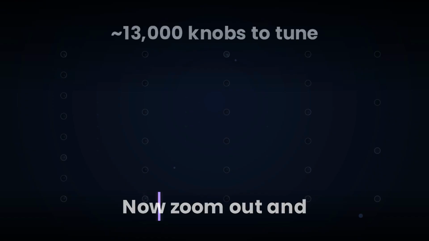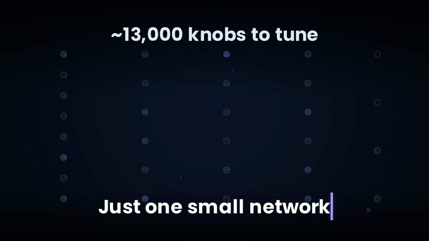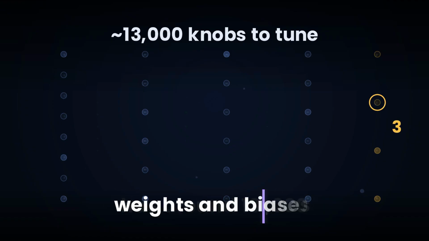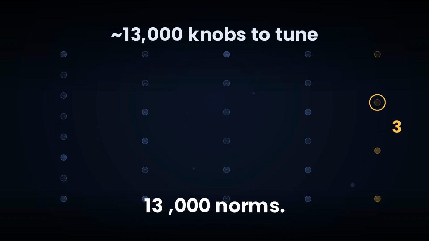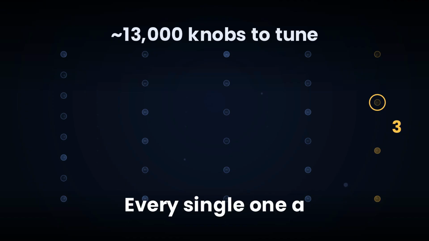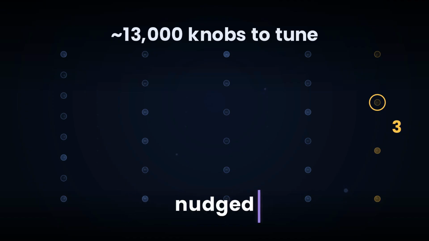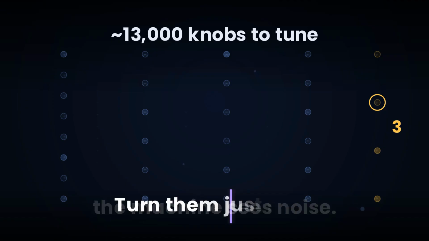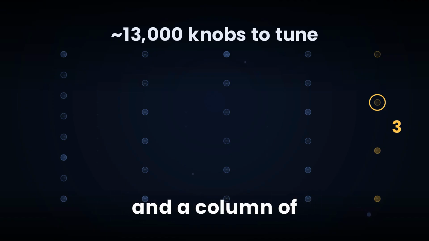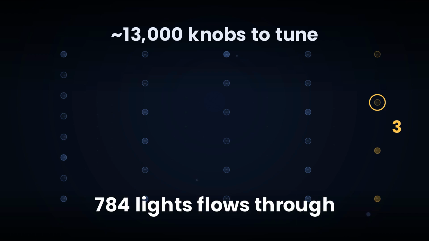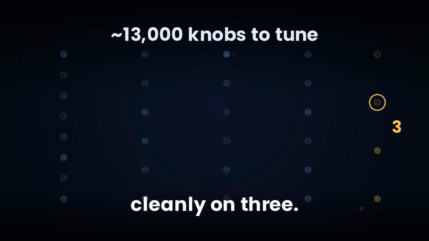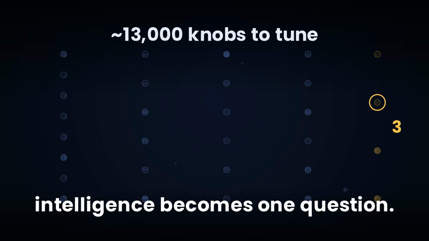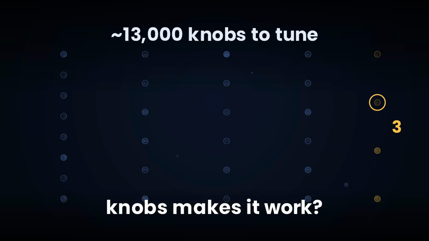Now zoom out and feel the size of this. Just one small network for our little digits has around 13,000 weights and biases. 13,000 knobs. Every single one a dial that can be turned, nudged, tuned. Turn them one way, the machine sees noise. Turn them just right, and a column of 784 lights flows through the layers and lands, cleanly, on 3. The whole question of intelligence becomes one question. What setting of the knobs makes it work?